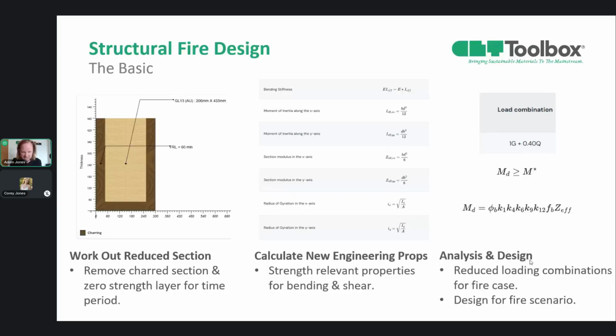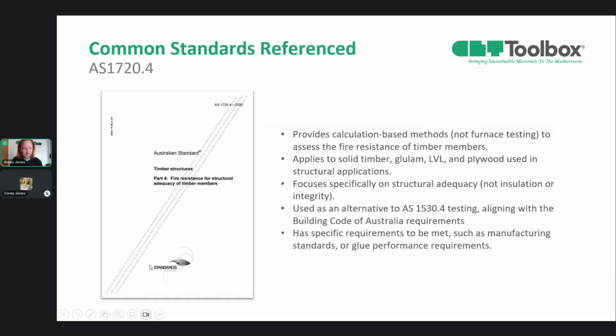So just the high level basics, and this is for an engineering audience. So number one, if we're looking at a glulam section, quite simply, work out the reduced section. So you might have a char model to find out what that reduced section size is. You can have new engineering properties to design with, and then you can have new loading combinations that are available for the reduced load for the fire combination or for the fire scenario. And then you design all of this together for the fire scenario. So from a structural point of view, it's not that different. And once you know end to end.